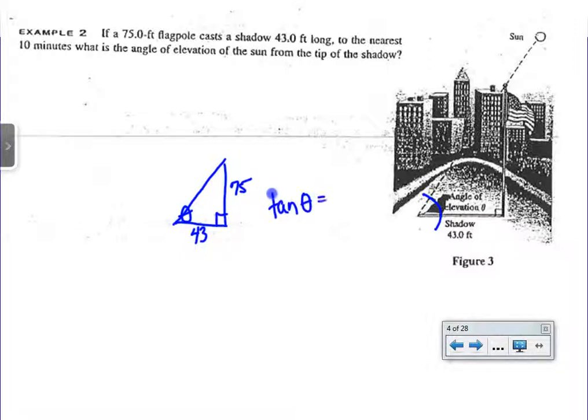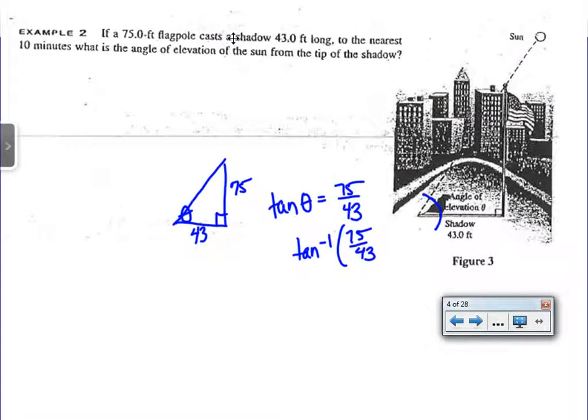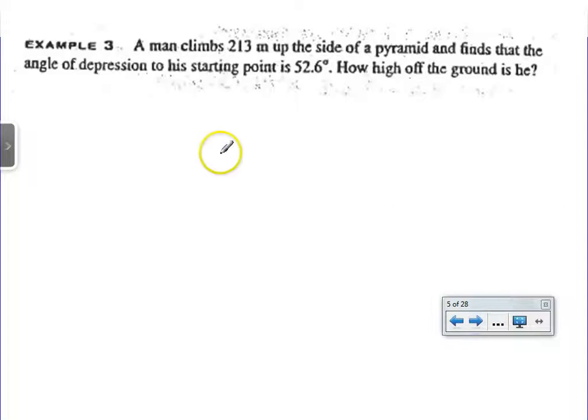So tangent of theta is opposite over adjacent. So on my calculator, to find theta, you do the inverse tangent of 75 over 43. Now, because they want to the nearest 10 minutes, you're going to have to do some calculating conversions, and I can't grab my calculator right now, so I'm just going to trust that y'all remember how to do this. Theta comes out to 60 degrees, and then the decimal component, when you change it to minutes, comes out to 10 minutes if you round to the nearest 10 minutes. Kind of a strange way to round it, but just do what they ask.